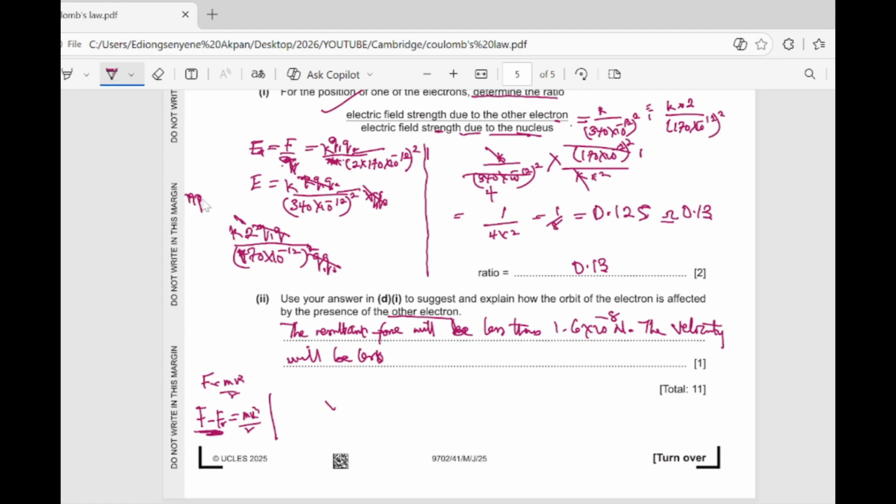What else can we see? We also calculated v equals 2 pi r over T, meaning the period will be greater. Why? Period and speed are inversely proportional. Less of this, greater of this. This is what you are expected to at least write one out of this.